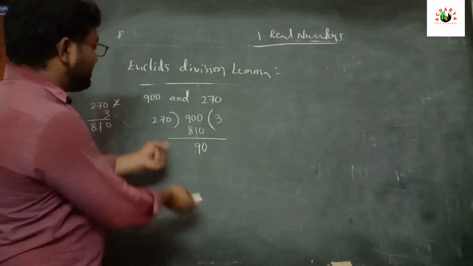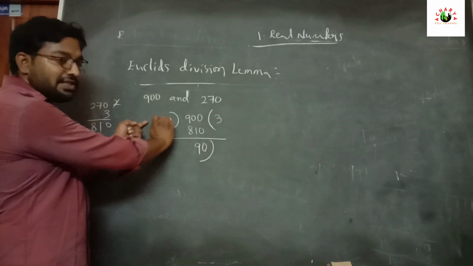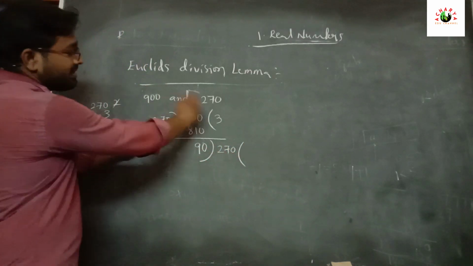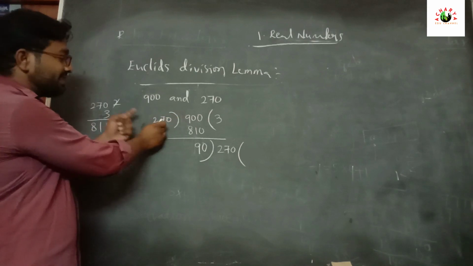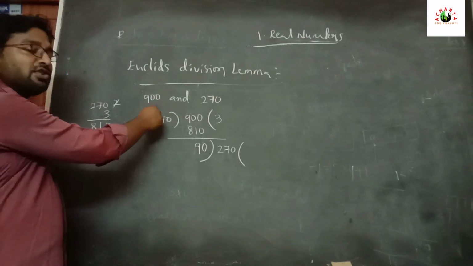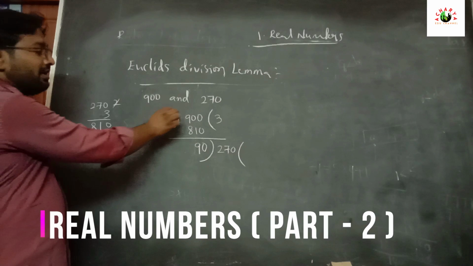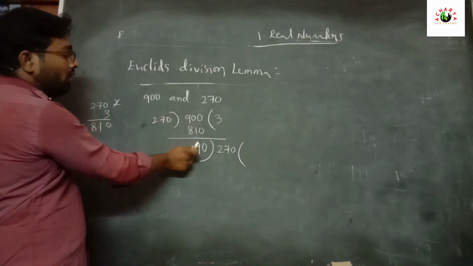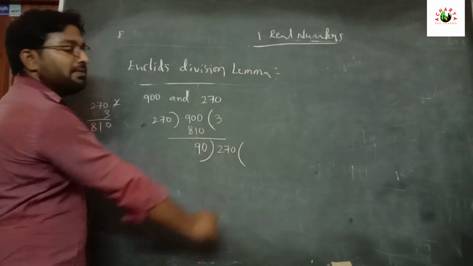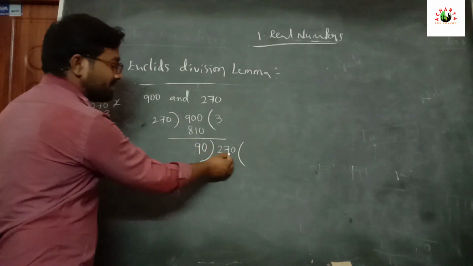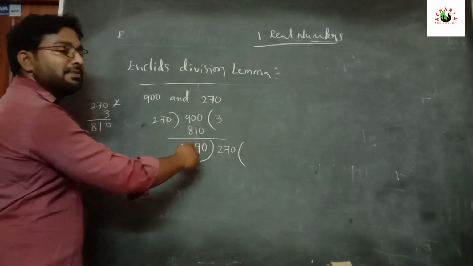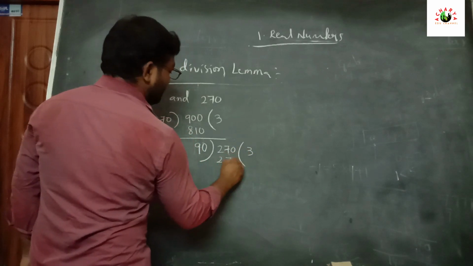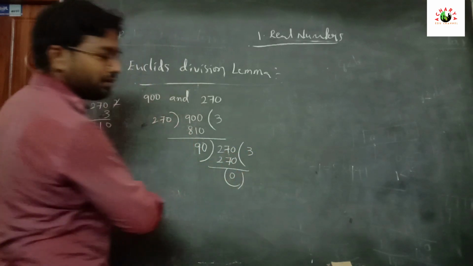The next step is that the divisor becomes the dividend, so B becomes A. Now in the first case, 270 is the value of B, this is the value of A, this is the value of Q, and this is the value of R. Now this 270 becomes A, and the remainder 90 becomes B. 90 times 3 is 270. The remainder is 0.